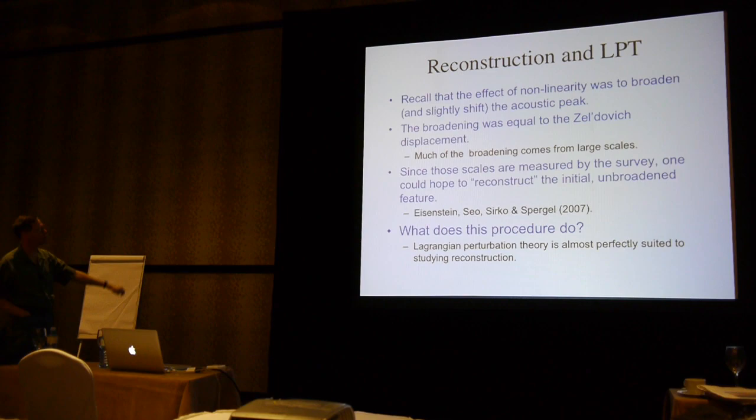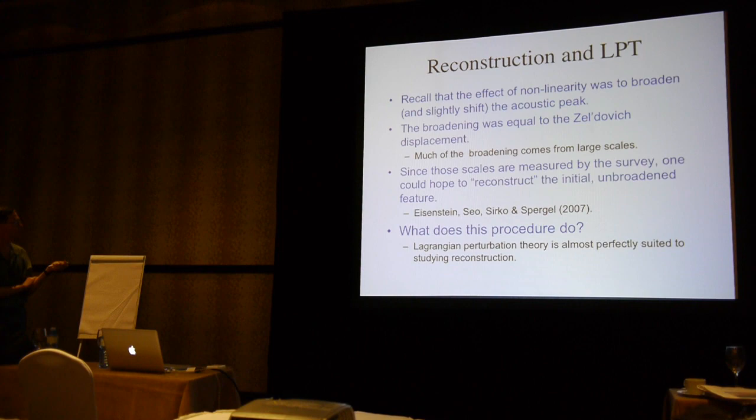So if you go and do that integral that gives you the Zel'dovich displacement, you find that a lot of that broadening comes from quite large scales. But those are exactly the scales that you've measured when you've done your galaxy survey. So in some sense, you know what did the broadening, and so there was this idea maybe you could undo or reconstruct the initial unbroadened feature. It's obviously much easier to centroid a narrow feature than a broad one, so if you could do this, your statistical precision will go up.